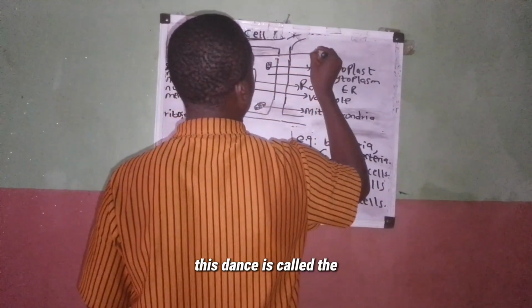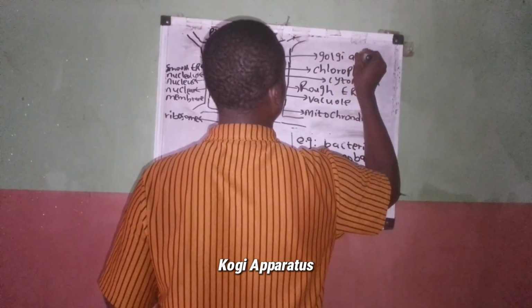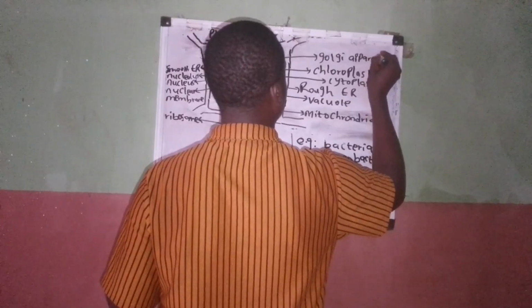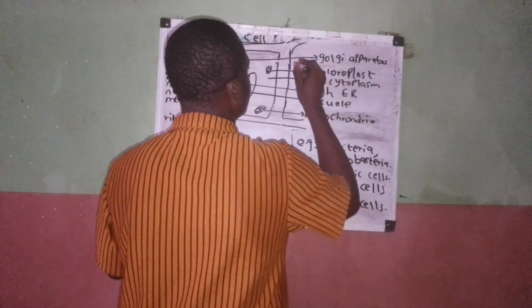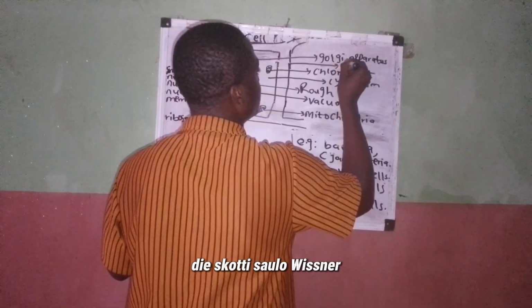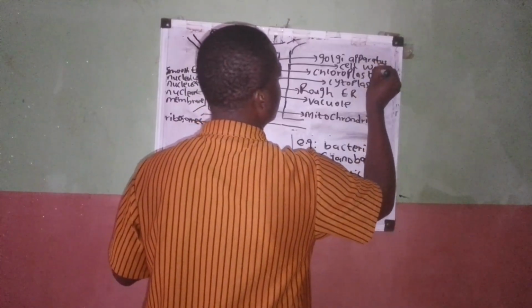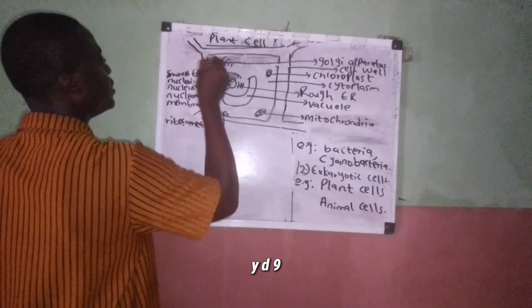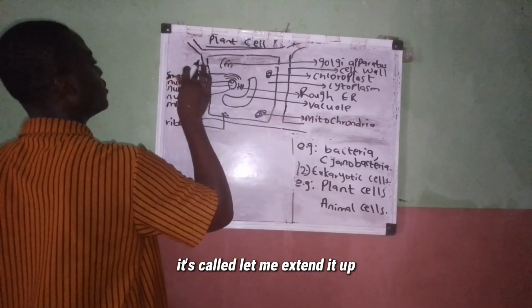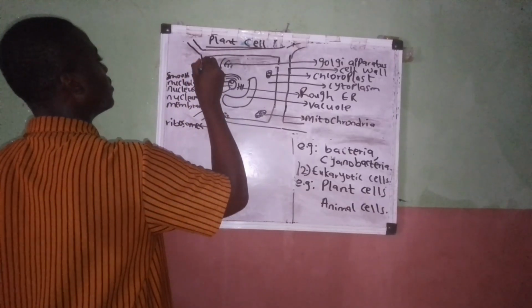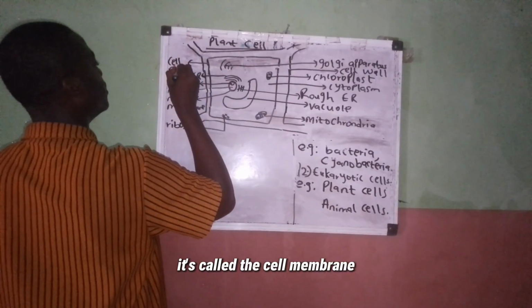This one is called the Golgi apparatus. Then here, it's called the cell wall. This now is the cell wall. And this line here, let me extend it up, it's called the cell membrane.